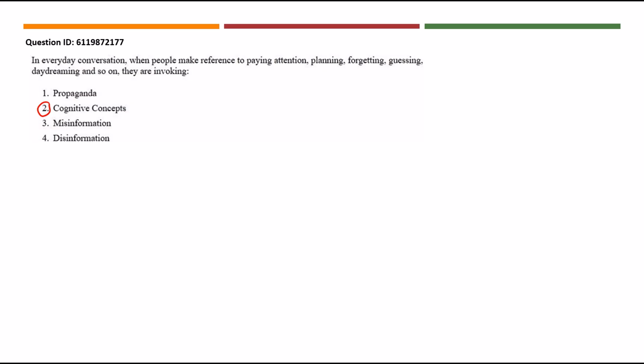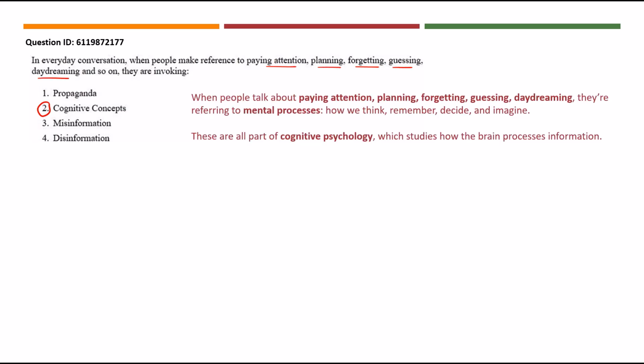Because cognitive part is related to paying attention, planning, forgetting, guessing and daydreaming. When people talk about paying attention, planning, forgetting, guessing, daydreaming, they are referring to mental processes. How we think, remember, decide and imagine. These are all part of cognitive psychology, which studies how the brain processes information. So that's why we are sticking to option 2 as the right answer.